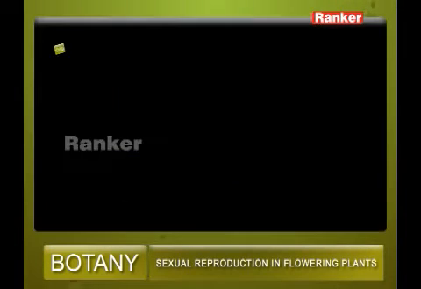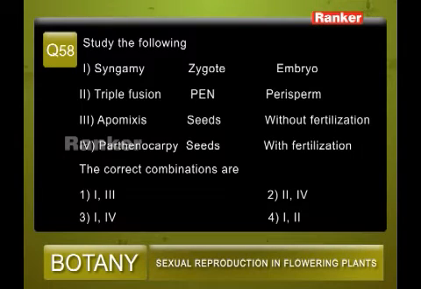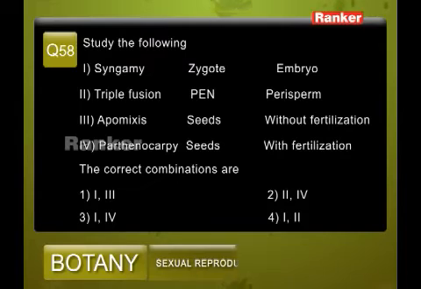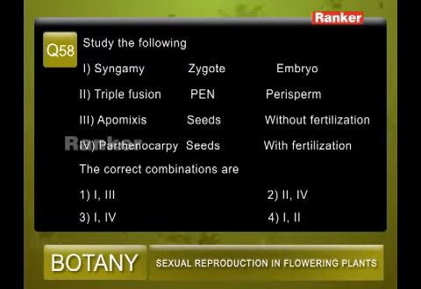Question number 58, study the following. 1. Syngamy, zygote, embryo. 2. Triple fusion, PEN, perisperm. 3. Apomixis, seeds without fertilization. 4. Parthenocarpy, seeds with fertilization. From this we have to identify the correct combinations.